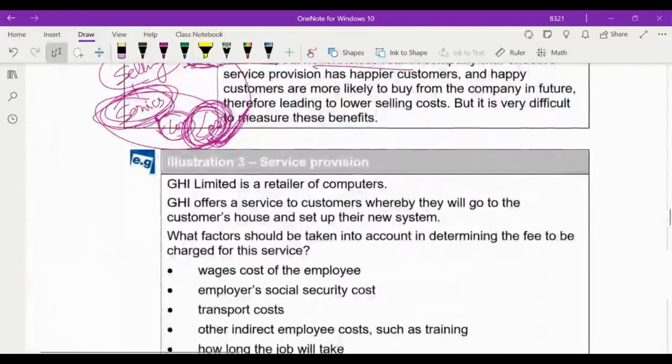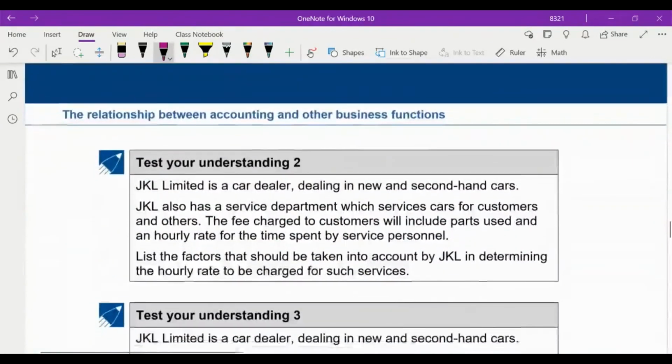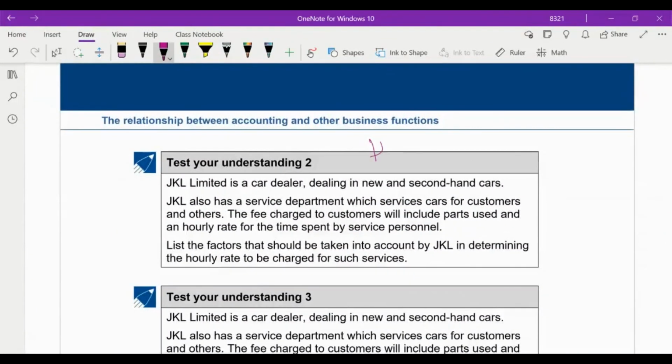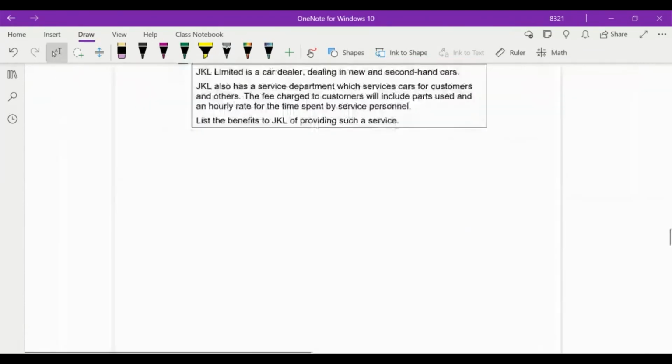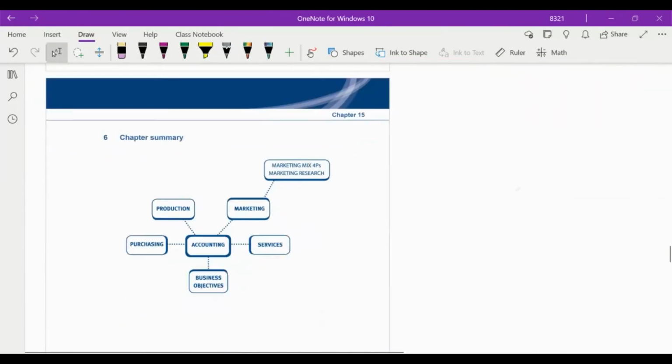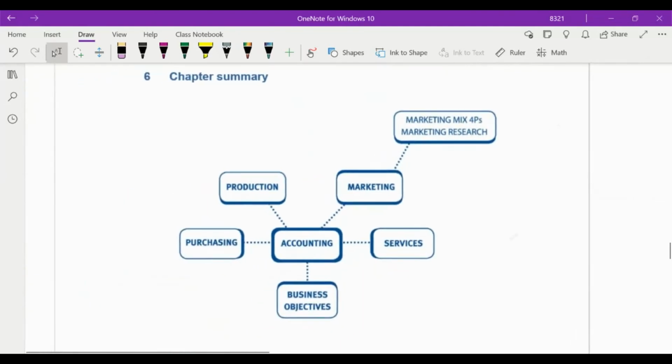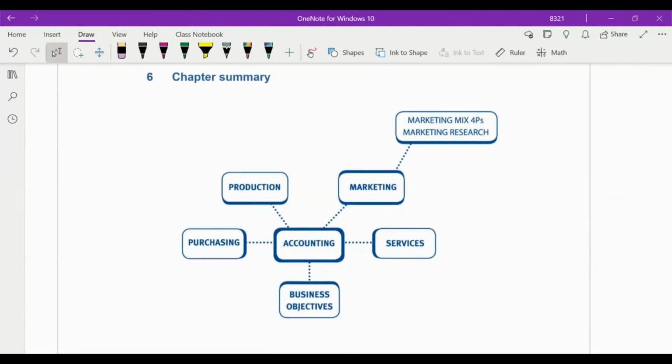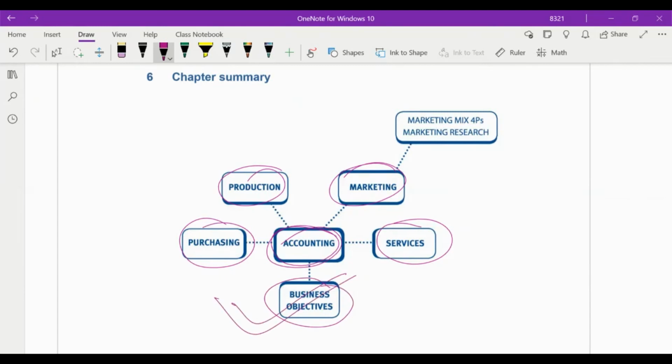Again, illustration number 3 is an assignment for you, and PYU2 is also an assignment for you. So that's all about this chapter. This was an easy chapter, which was basically focused on the role of accounting and the functioning of all these activities so that the business objectives can be achieved in an efficient and effective manner.